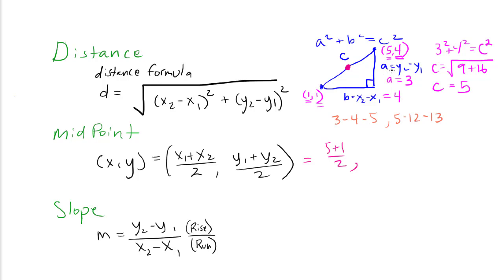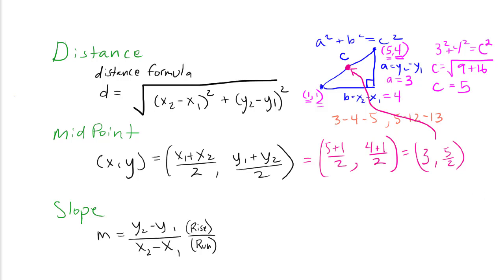Let's look at the average of the y's. The y's are 4 plus 1, and we're dividing by 2 because there are 2 of them in the average. That means our midpoint is essentially going to be (5 plus 1, 6 over 2 is 3), comma, (4 plus 1, 5 over 2). That is the point that's exactly in between the 2 points given in our triangle, on our hypotenuse. Exact.